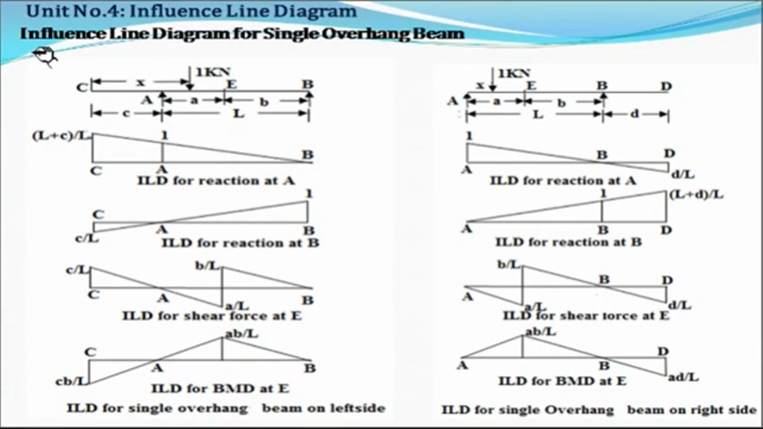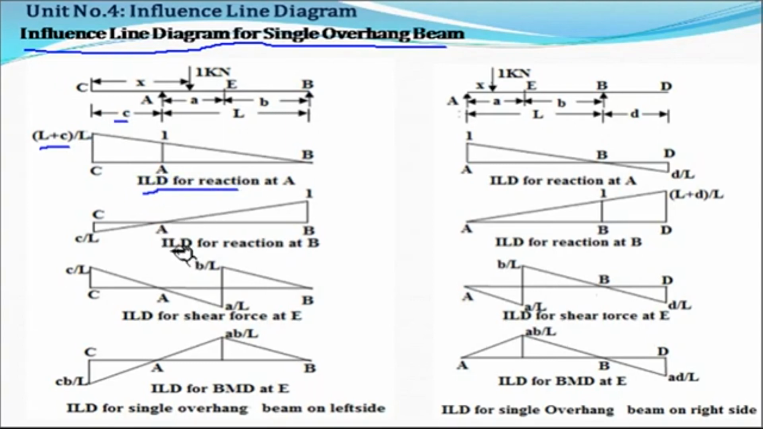Now the influence line diagram for a single overhang beam. Now if you see in this figure, AB is the simply supported beam. On the left hand side of this simply supported beam, there is an overhang of length C. Now in this case again you have to draw the influence line diagram for the simply supported beam and then extend this line for the overhang portion. And then find out this ordinate. Already we have seen in the last slide. So this is the influence line diagram for reaction at A.